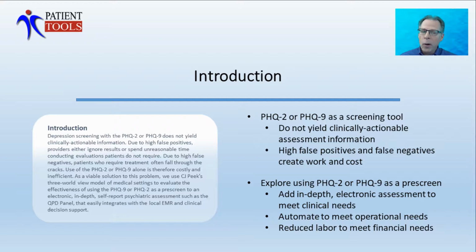So what we want to explore here is how to use that PHQ-2 or PHQ-9 as a pre-screen. And so you add that in-depth electronic assessment, which is going to meet your clinical needs. And then we look at how we automate that, or we'll get into that in later webinars in much more detail, but we'll lay out how you do that to meet your operational needs. And then you end up reducing your labor, because time is a big item, especially when you're trying to meet a 30-minute session. And so we get that down, and that also helps us meet our financial needs.